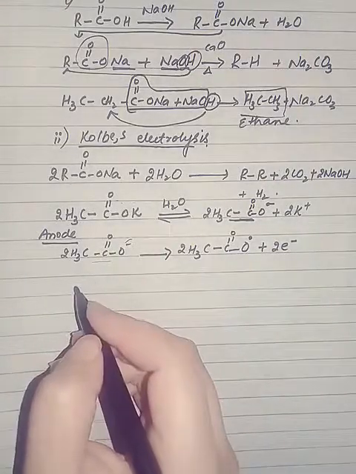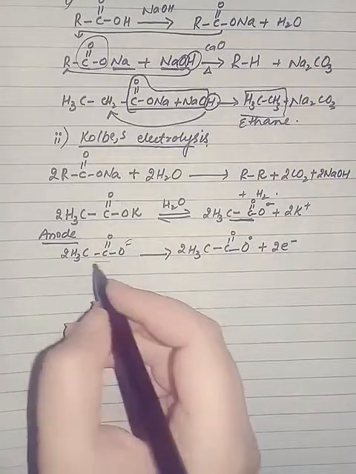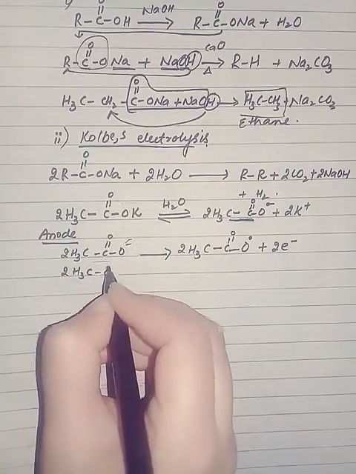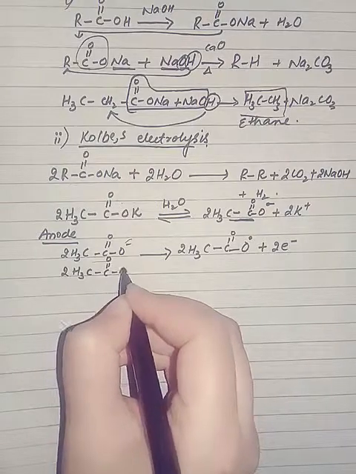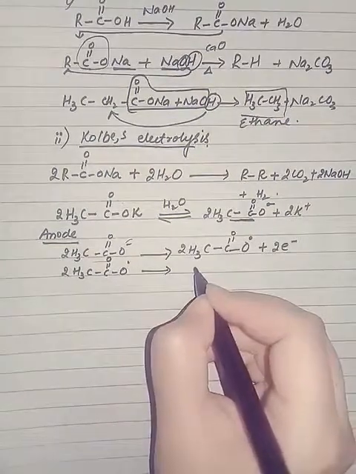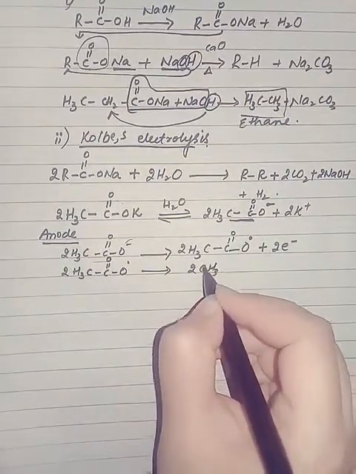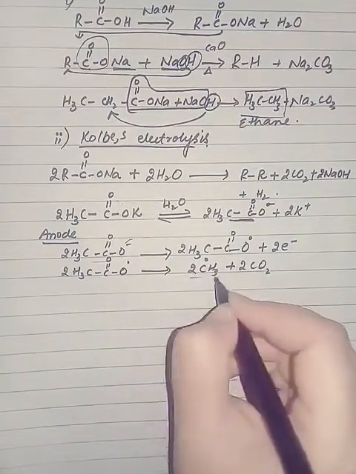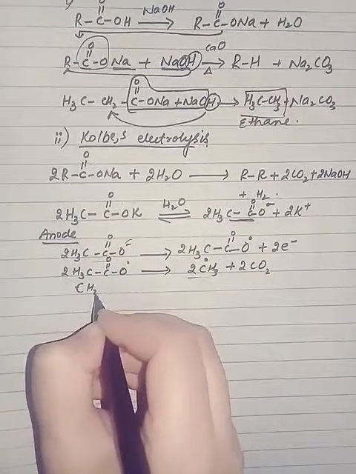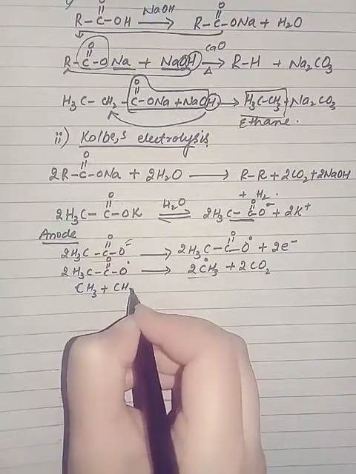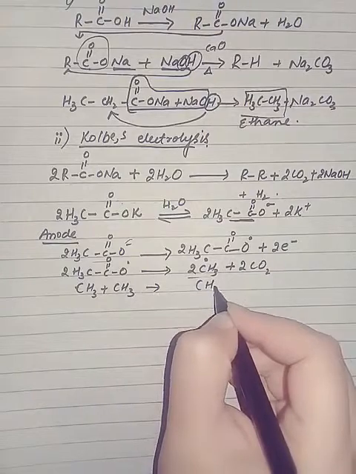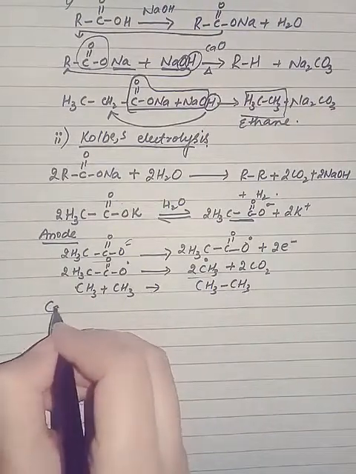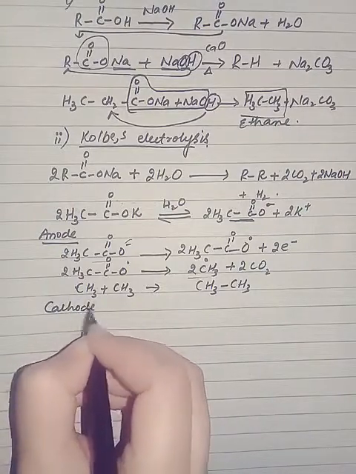Now this radical will further lose its carbon dioxide. This is also a radical. Now these two will react with one another and give rise to an alkane. Now this is our product, but we'll also study the reaction at the cathode.